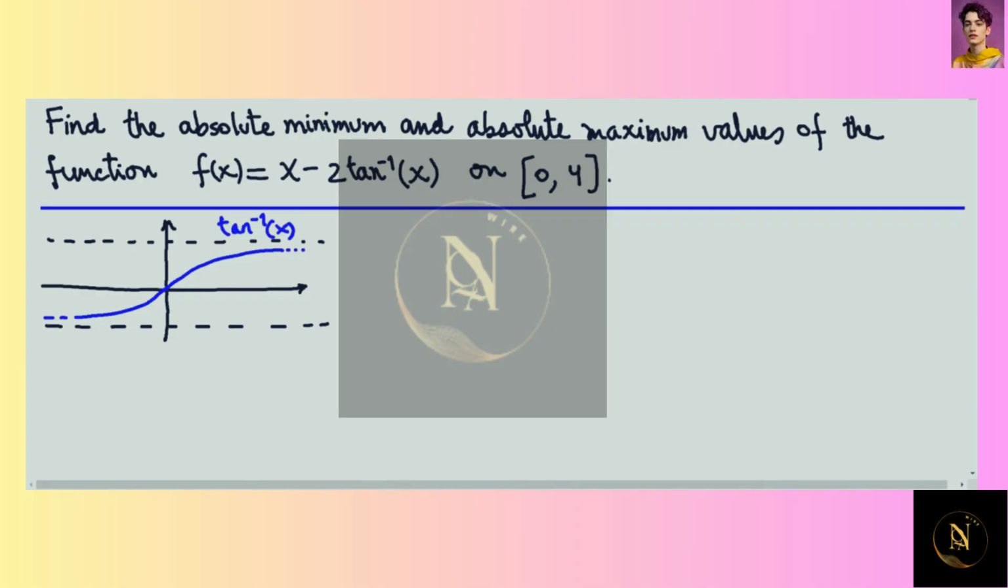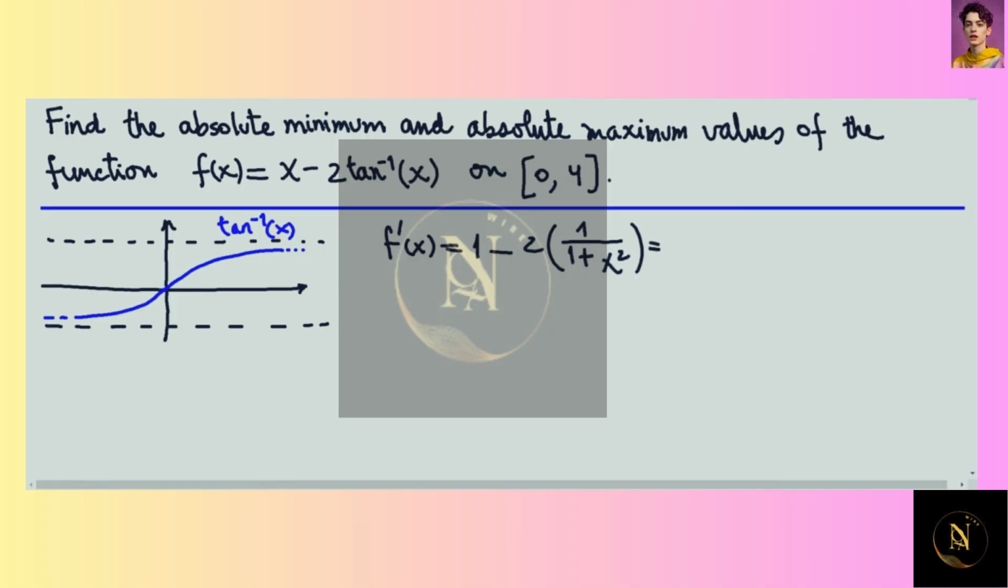So f being continuous and defined on a closed interval, it attains its extreme values on that interval, and we know that those extreme values are attained either at the endpoints of the interval or at critical numbers of the function f. So we start by calculating the first derivative of f, which is 1 minus 2 times the derivative of the inverse of the tangent function of x, which is 1 over 1 plus x squared.